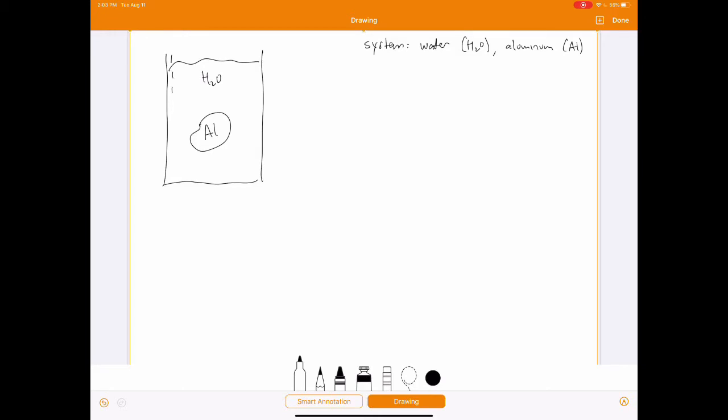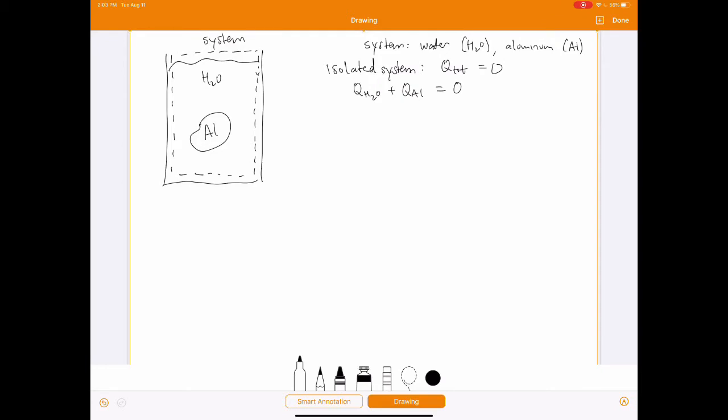So the system, if we draw a little box around it with a dashed line, is this. That's our system, just the water and the aluminum together. So we're told that this is an isolated system, so no heat flowing in or out of the system overall. Q total is equal to 0. And as we just learned, that means QH2O plus QAl, the two different heat terms, have to add to 0.